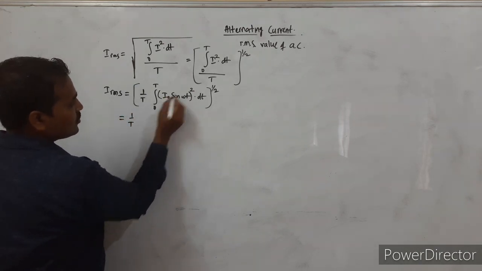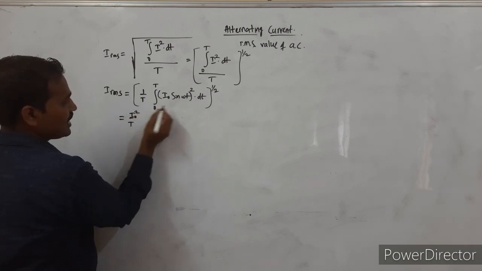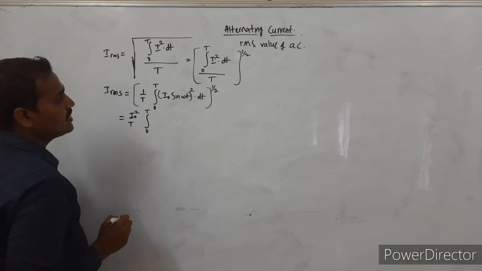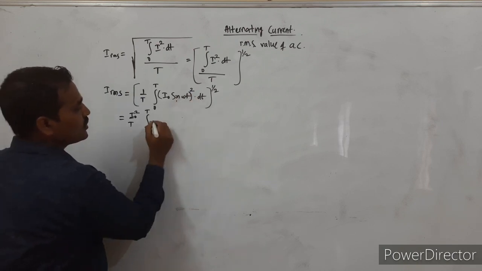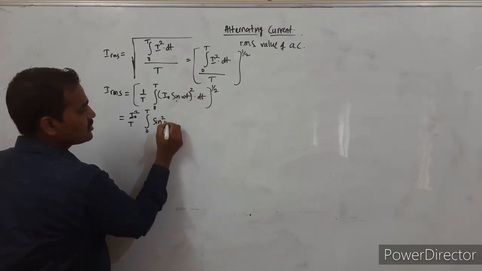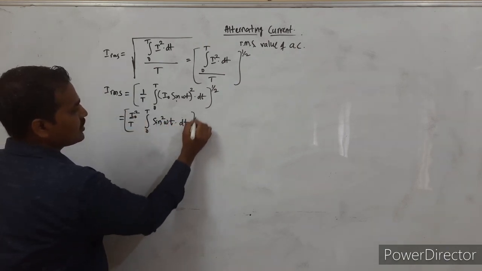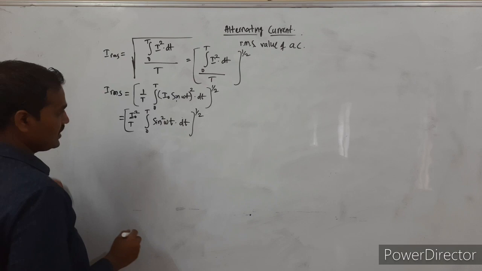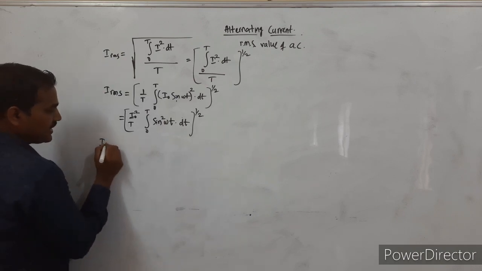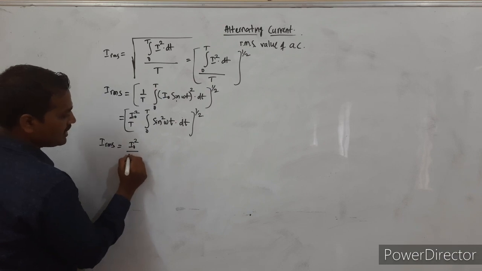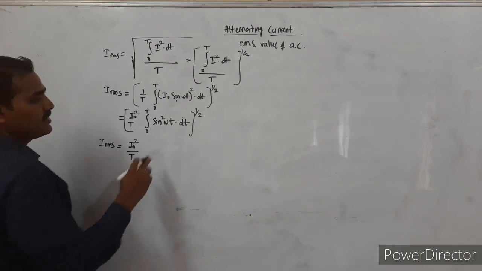Yes, I naught square I will take it outside, integration between the limits of 0 to T. This is also squared here, I write it as sin square omega t into dt, and I have to take the square root of this. Then I can write I RMS is equal to I naught square divided by capital T.